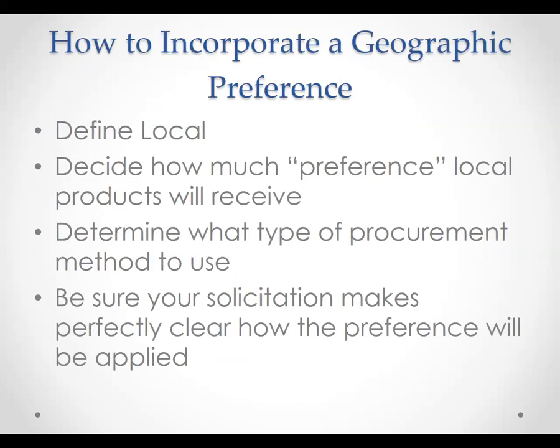Your definition of local may be different for different items, but whatever it is, write it down, document it, and keep it on file. Decide on how much the geographic preference is worth to you. For example, is it worth paying 10% more for local apples? You'll disclose that in the solicitation and evaluate the bids accordingly.